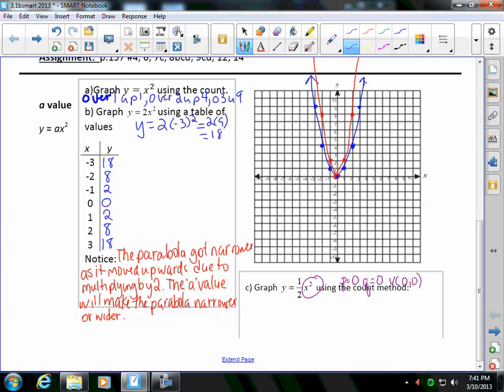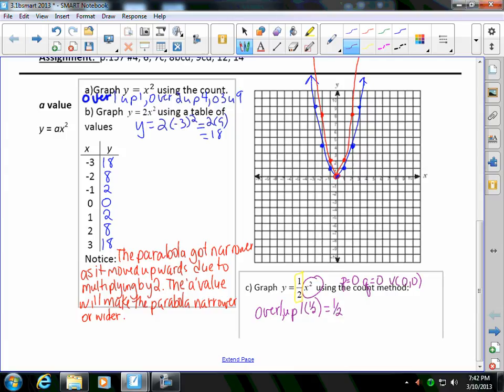If we look at the a value, the a value here is 1/2. So what's going to happen then is all of our counts going up are going to be halved. So we're either going to multiply by half if you want to think of it that way, or divide by 2. So instead of doing over 1, up 1, we're going to do 1 times that 1/2.